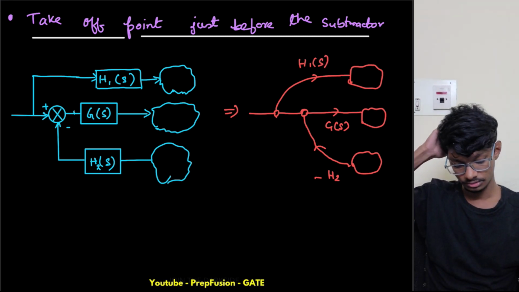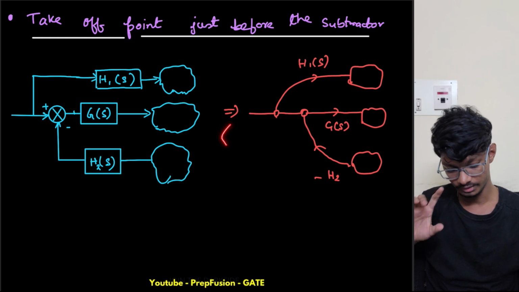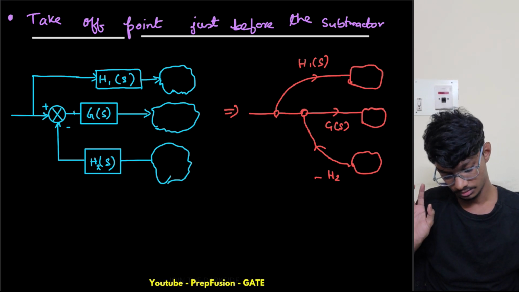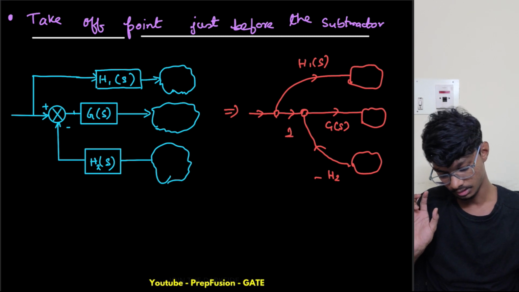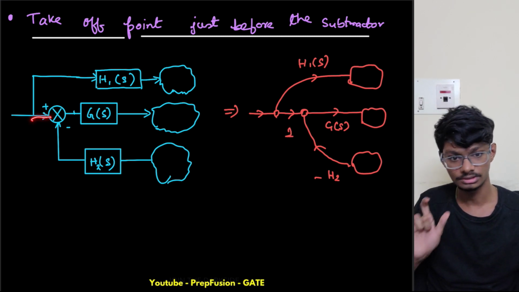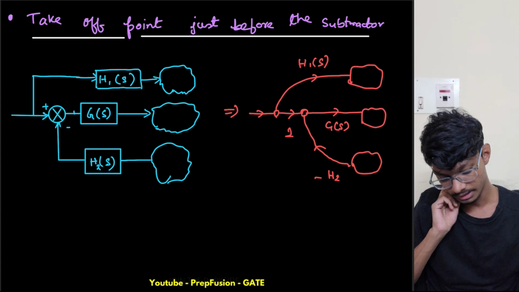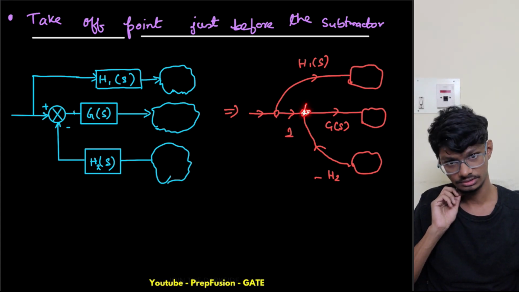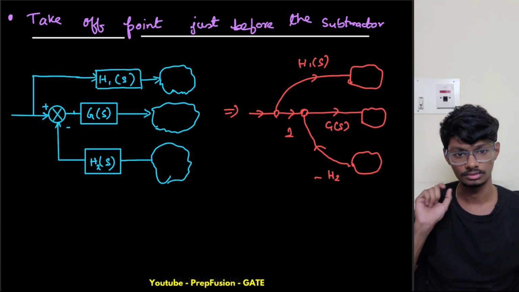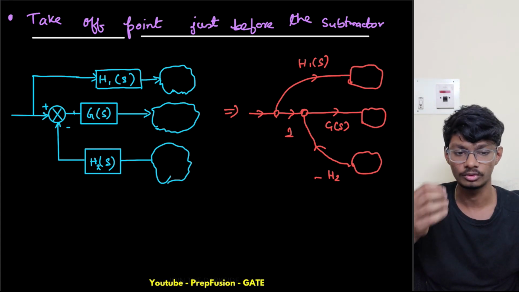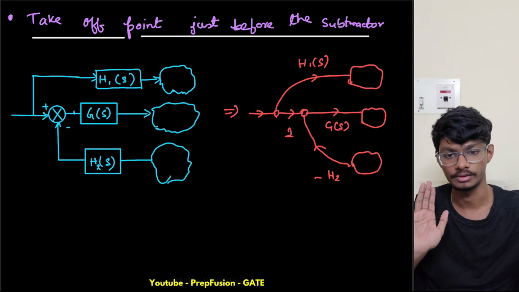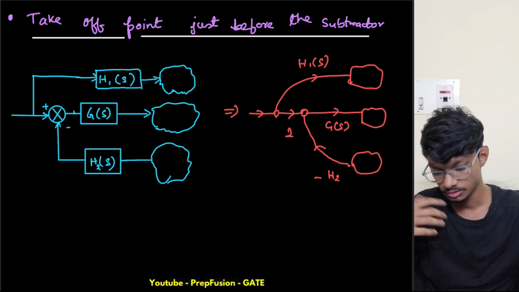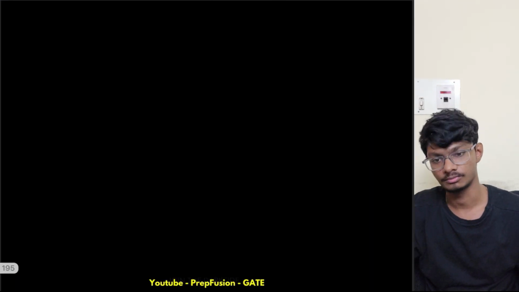So this is how I will combine if the adder is just before. This is how I will write this. What will this gain be? This gain will be 1, because I'm going from here to here. But I can't combine this because at this point the value is different, and at this point the value is different, so understand that. So always, to be on the safer side, make them separate nodes.